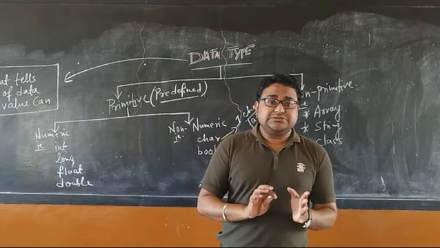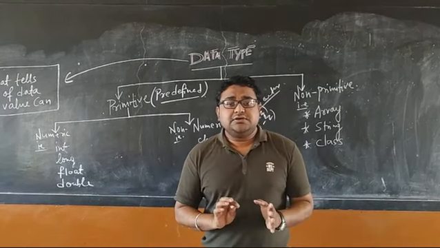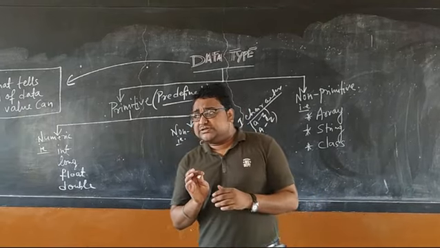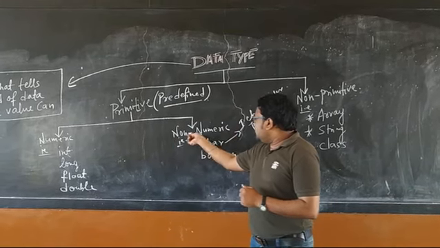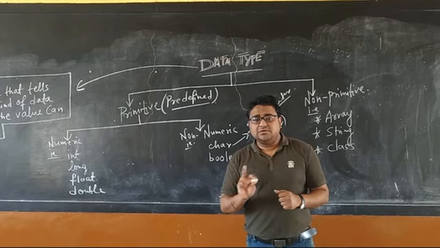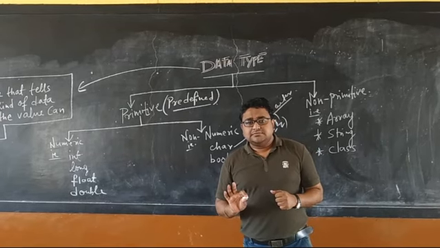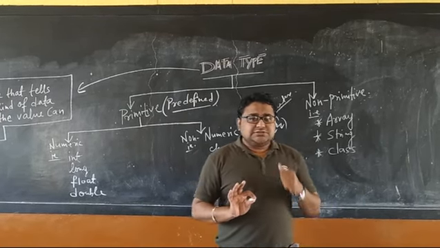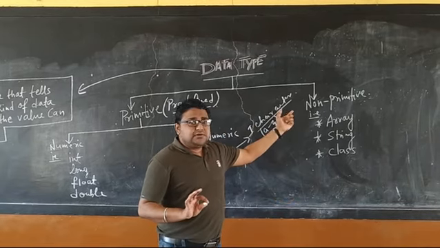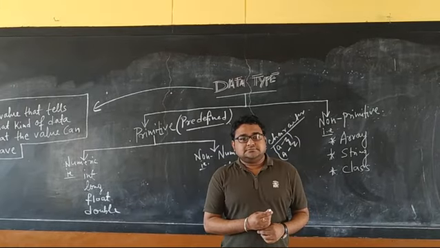And boolean is giving which type of output? That is true or false. And which type is that? That is non-numeric, meaning no numbers. So further we will discuss the non-primitive data types.